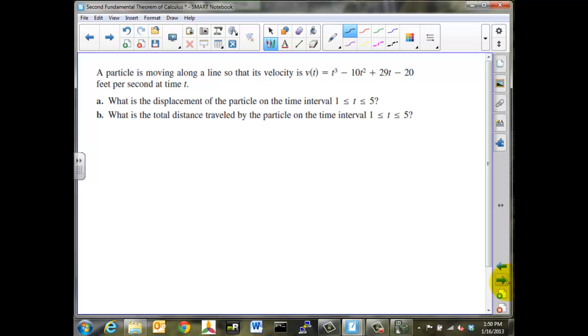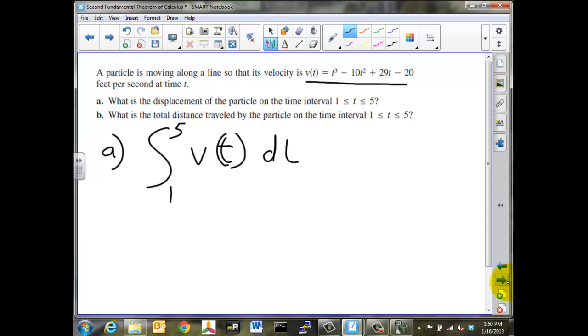All right, let's look at this problem now and see if we can use what we just talked about. A particle is moving along a line so that its velocity is this. What is the displacement of the particle on the time interval 1 to 5? What does that mean? All right, so tell me what I'm going to do. Displacement of the particle. So I integrate what? I just integrate the velocity from where to where? From 1 to 5. Okay? Do I need absolute value in part A? No. Because it's displacement.